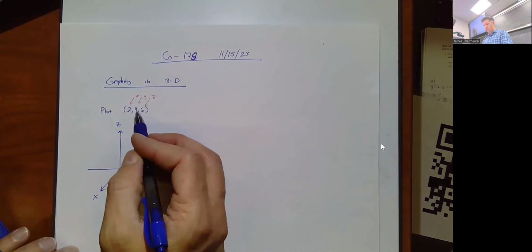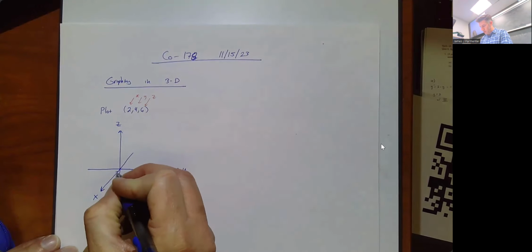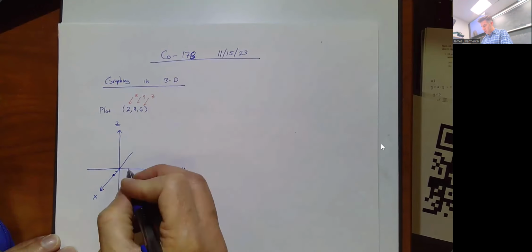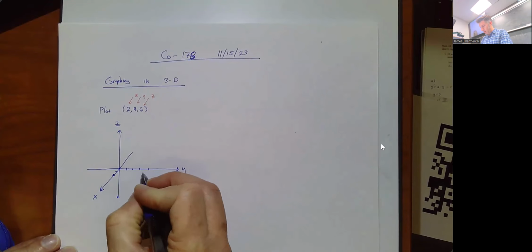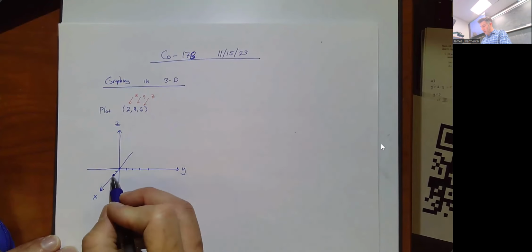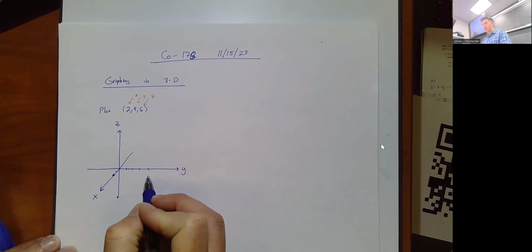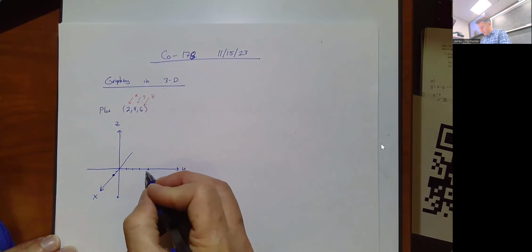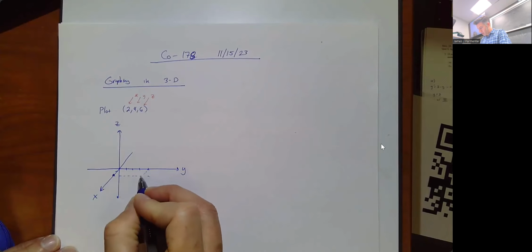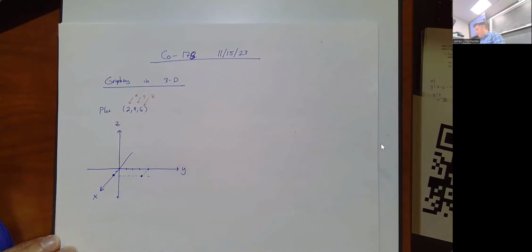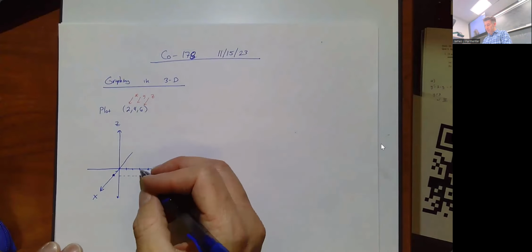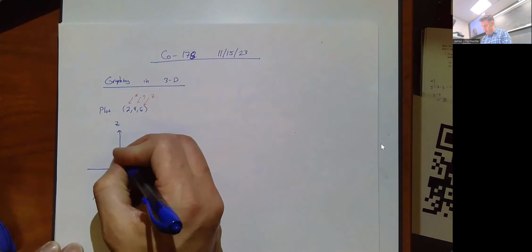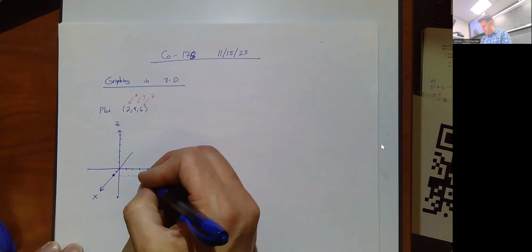So if I want to go 2, 4, 6, I'm going to go 1, 2 in the X direction, 1, 2, 3, 4 in the Y direction. Now be careful. I'm not going to end up right there. I'm going to end up right there. I'm essentially thinking of, right, I have a plane. The XY plane is kind of like the ground is what I'm thinking of really. And then from there, I'm going to go up 6. 2, 3, 4, 5, 6. I'm going to go up 6.